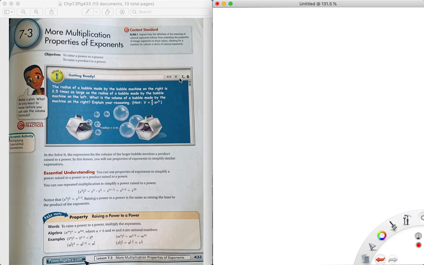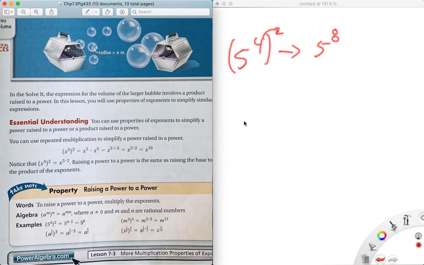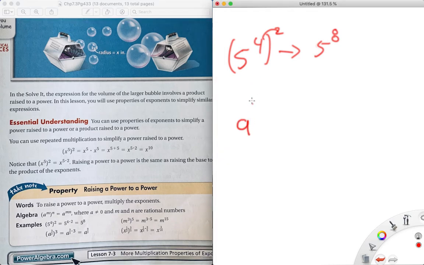So the book gives us a couple examples. They give us 5 to the fourth power, and they raise it to the second power. Again, we're just multiplying, so it's 2 times 4, or 5 to the 8th power. So the answer is 5 to the 8th. They give us a to the 3/2 power, and then they raise it to the power of 3.